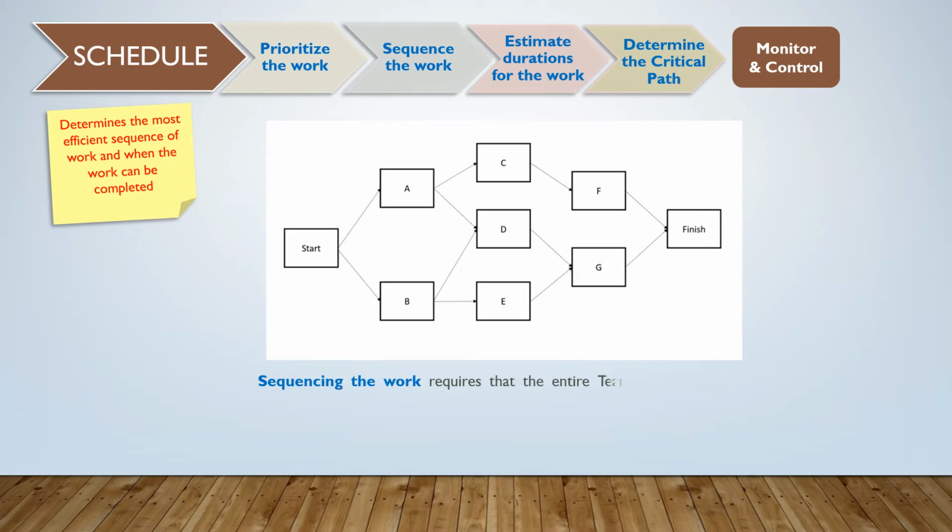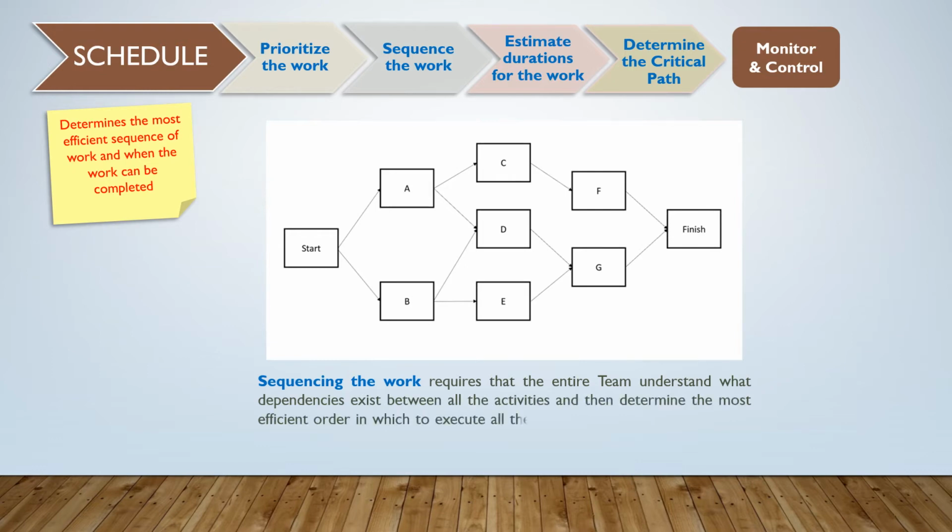Sequencing the work requires that the entire team understand what dependencies exist between all the activities and then determine the most efficient order in which to execute all the activities. A network diagram, as shown here, is the most common way to represent activity sequencing.